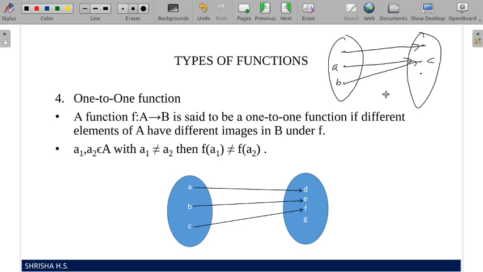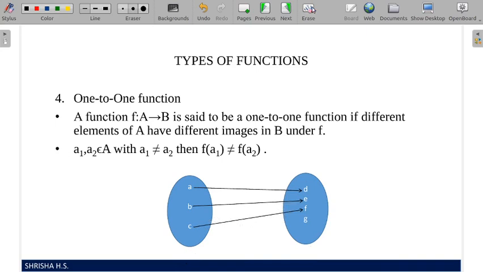Okay, but if we put a condition that different elements in A will be mapped to different elements in set B, so they will not be sharing. So suppose C maps to E, then still it is a function. So let's remove this one. So instead of f, C maps to E. Still it is a function, but not a one-to-one function. So what it should be: different elements from set A should be mapping to different elements in set B.